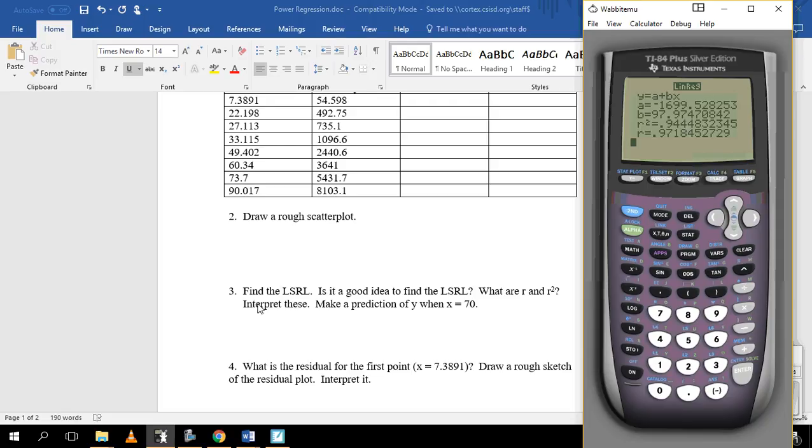So here's what I've got. There's R and R squared. Interpret them. Make a prediction of Y when X is 70. So to predict it, really what I want to know is if here's my graph and here's my line, when X is 70, what is Y? And so to do that on my home screen, I can press vars, Y-vars, function Y1 of 70. There it is. There's my prediction. So do all that. Make sure you can do all that, and then restart the video.